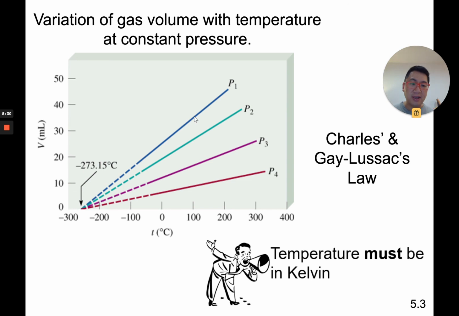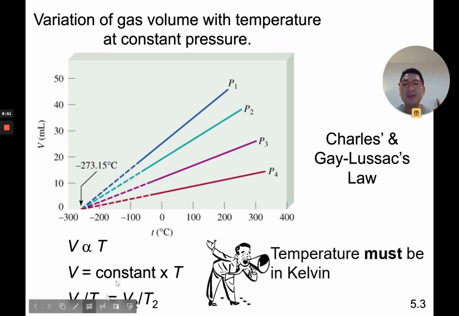As the temperature goes down, the volume goes down. In other words, the volume is proportional, that symbol means proportional, to temperature. Also can be written as volume is equal to some constant times temperature. Well, if V is equal to a constant times temperature, V divided by temperature must be constant, or V divided by T never changes. So V1 divided by T1 equals V2 divided by T2. The volume of a gas divided by its temperature equals the new volume divided by the new temperature.